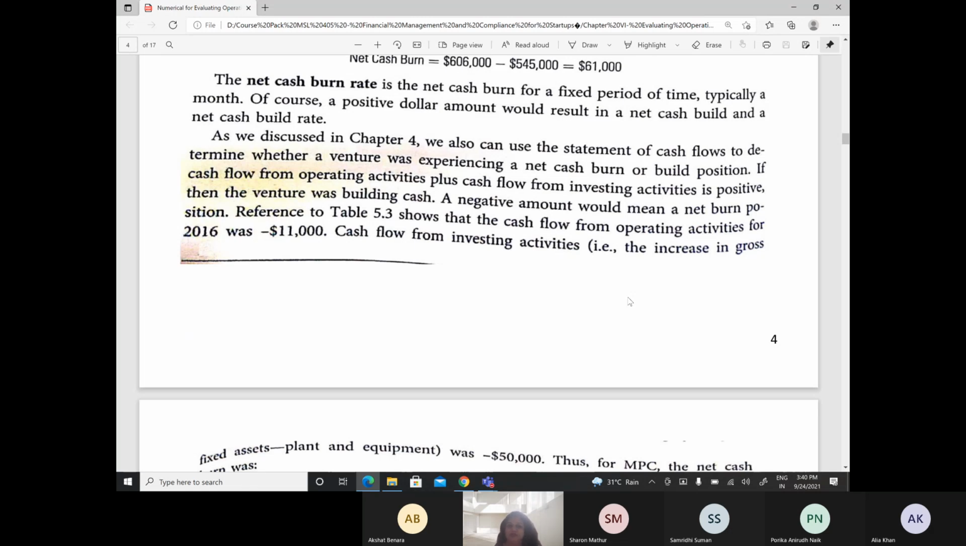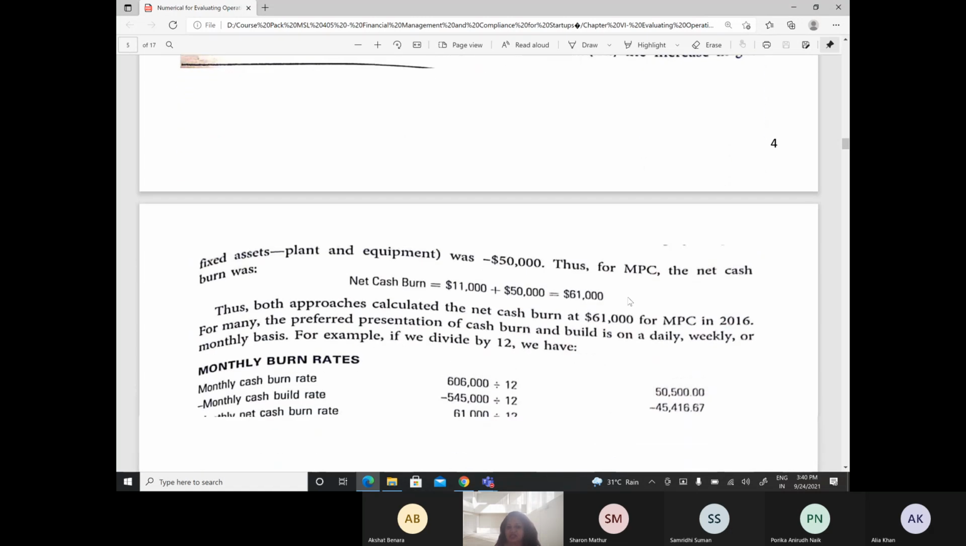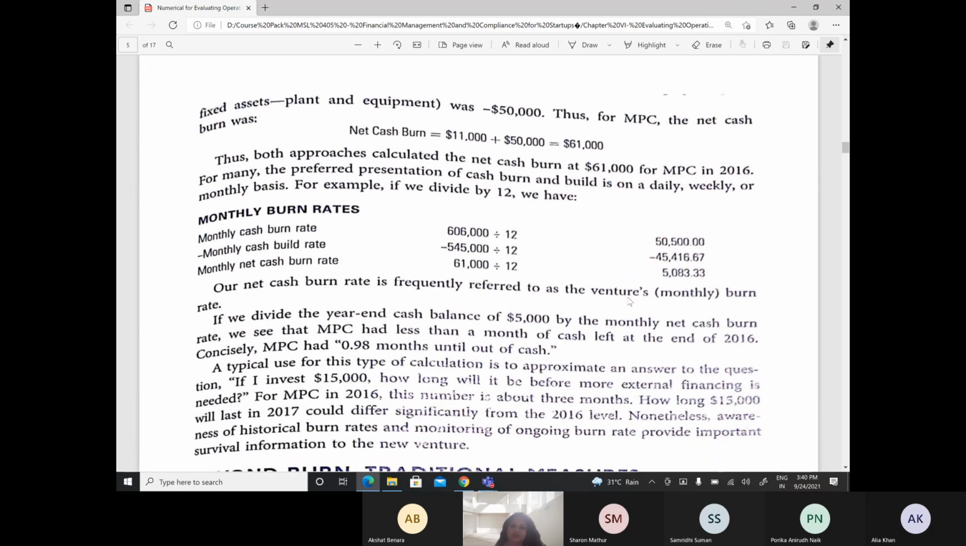A reference to table 5.3 shows that the cash flow from operating activities for 2016 was minus $11,000. Cash flow from investing activities, that is the increase in gross fixed assets minus plant and equipment, was minus $50,000. Thus for MPC, the net cash burn was equal to 11,000 plus 50,000, that is $61,000. Thus, both approaches calculated the net cash burn at $61,000 for MPC in 2016.